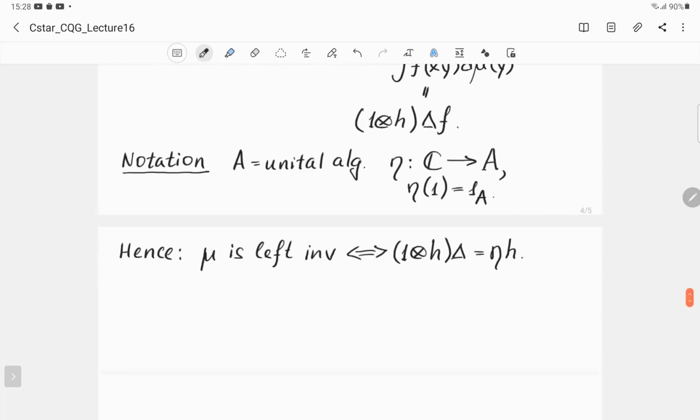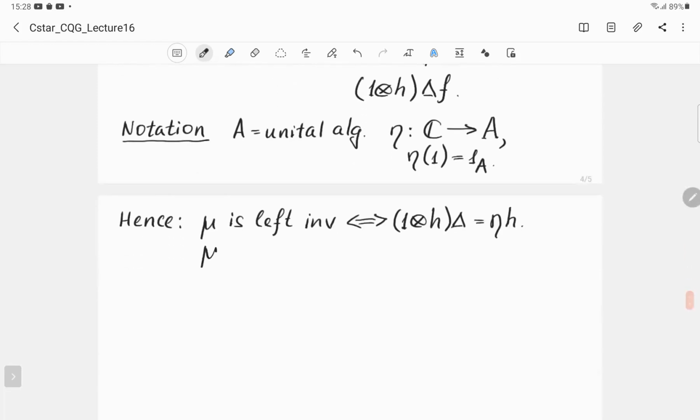And similarly, we obtain that mu is right invariant if and only if h tensor 1 composed with delta equals eta h. So this is the dual formula for the left, respectively right, invariance property of a positive Radon measure. And we can take these identities and use them as definitions of left and right invariant states on a compact quantum group.